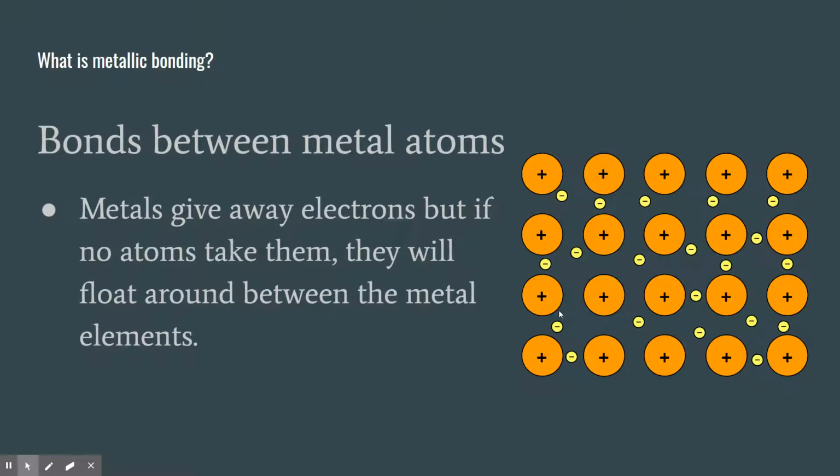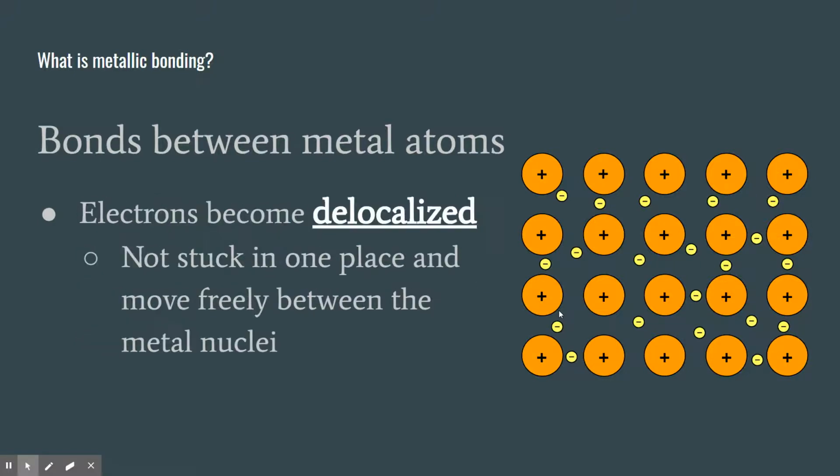These are bonds between metal atoms only. And so remember that metal atoms are trying to give away electrons. But if there isn't a nonmetal there to accept the electrons, then the metal atoms end up passing electrons from one metal cation to another, and these electrons just kind of float around between all the different metal elements. And we call this becoming delocalized. So the electrons become delocalized, and that means they're not stuck in one place and that they're moving freely.